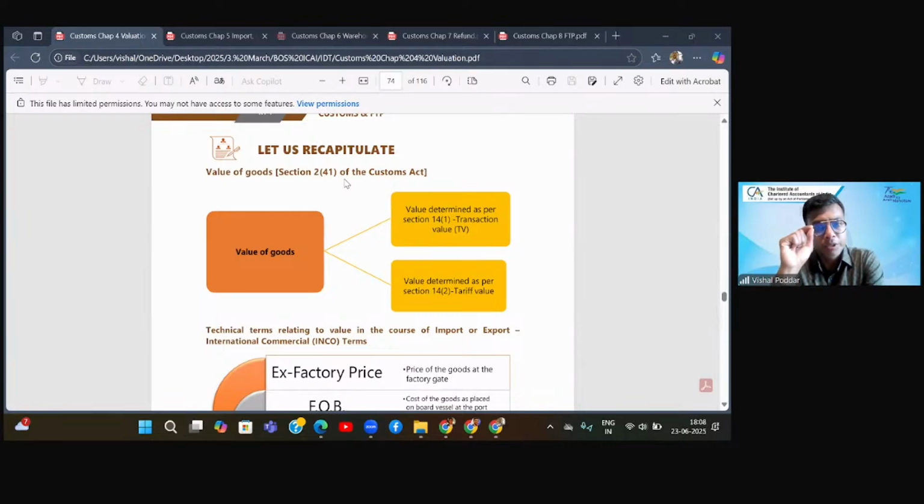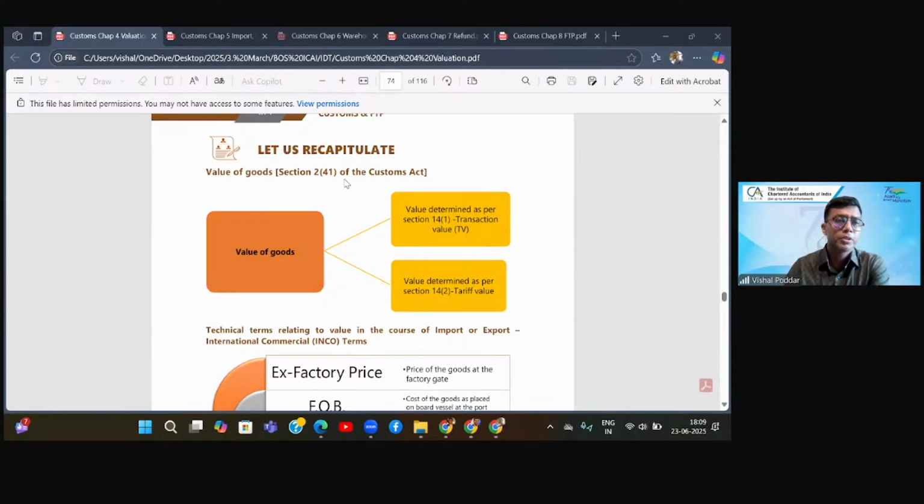Now, in section 15, first subsection 1 says the value will be transaction value. Same like here, section 14.1 also says value will be transaction value. But the difference is here compulsorily 14.1 requires you to go to valuation rules. Whether or not you satisfy the conditions of accepting transaction value, you have to go to valuation rules. This is not the case in case of GST.